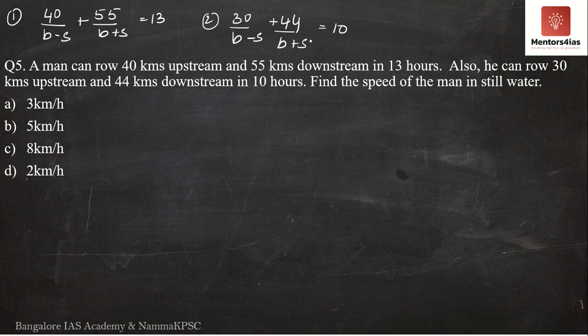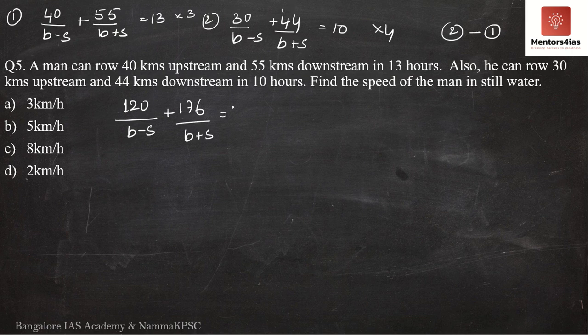Now you have two simultaneous equations. Now I will subtract equation 2 from 1. But before doing that, I will first multiply the second equation by 4 and the first equation by 3, and only then will I subtract. So if I multiply the second equation by 4, we get 120 divided by B minus S plus 44 into 4, which is 176, divided by B plus S is equal to 40. Let me take this to be the third equation.